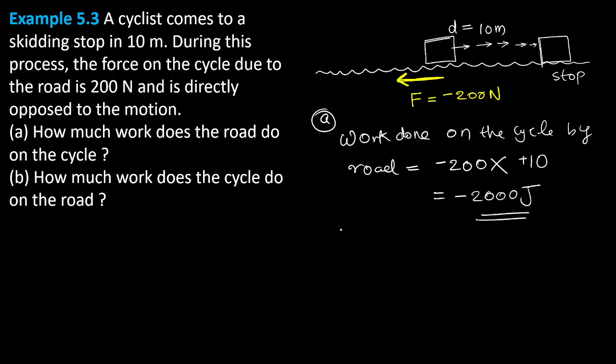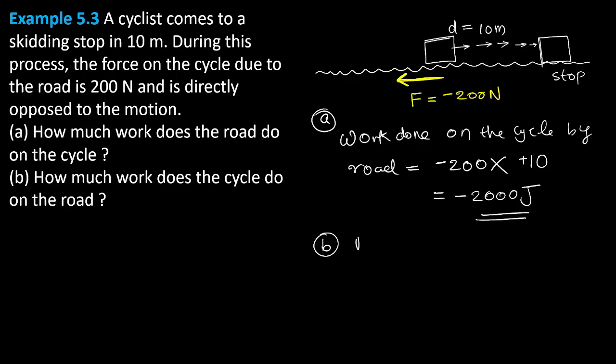The second part is a tricky question. How much work does the cycle do on the road? Anybody? The cycle is applying some force, maybe, but the road does not move. Understood? The work will be present only if there is some displacement. Is the road moving because of the cycle? No. The road does not move.